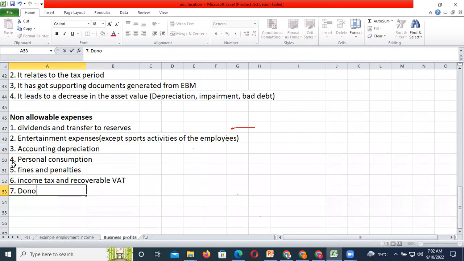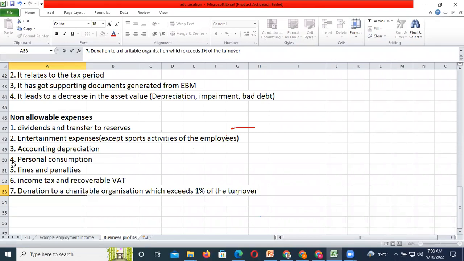Number 7, donation to a charitable organization which exceeds 1% of the turnover. Any donation made to a charitable organization that exceeds 1% of the turnover is not allowed. And I want to make it very clear here. If a donation is made to a non-charitable organization, the whole donation is not allowed. You don't need to calculate 1%. You only calculate 1% if the donation is made to a charitable organization.